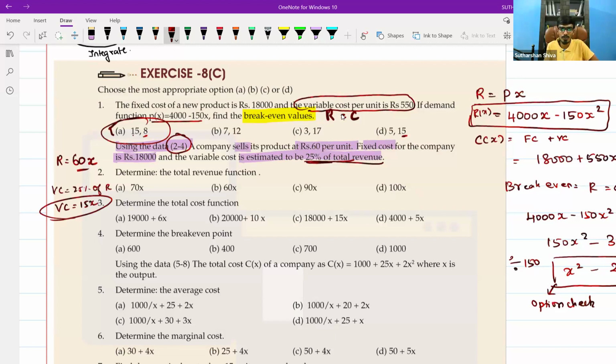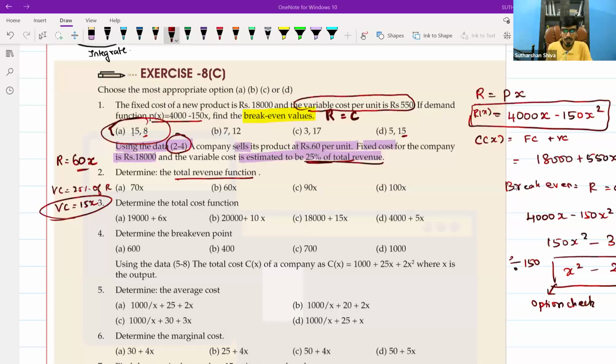Those who are watching this video through YouTube also, you can also participate. R is equal to 60x, variable cost is equal to 15x. That's it. The information is given. What they are asking, what is the total revenue function? Simply, what is the revenue function? So the total revenue function is 60x. That's what they have given.